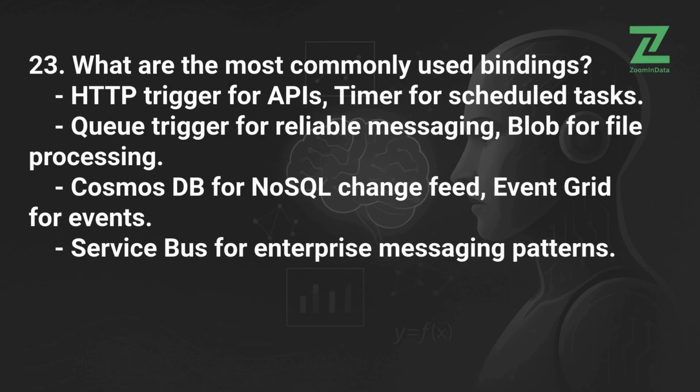23. What are the most commonly used bindings? HTTP trigger for APIs, timer for scheduled tasks. Queue trigger for reliable messaging, blob for file processing. Cosmos DB for NoSQL change feed, Event Grid for events. Service Bus for enterprise messaging patterns.